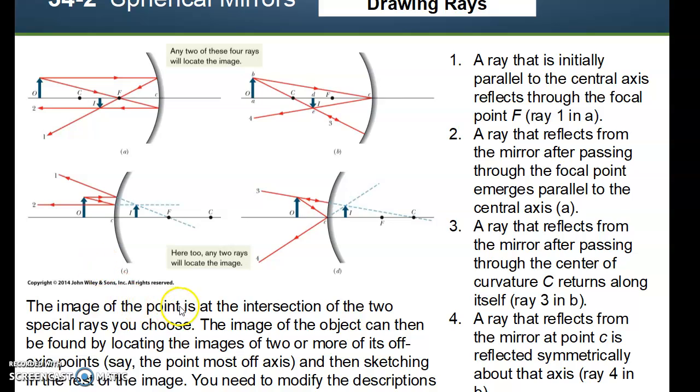So the image of the point is at the intersection of the two special rays you choose. An image of the object can then be found by locating the images of 2 or more of its off-axis points, and then sketching the rest of the image. You need to modify the descriptions to apply them to a convex mirror. Okay? So here you have the convex mirror, and here you have the concave mirror. And then a ray that reflects from the mirror after passing through the center of curvature. Remember, the center of curvature is twice the distance of the focal length. So if you know the focal length, you know the center of curvature.